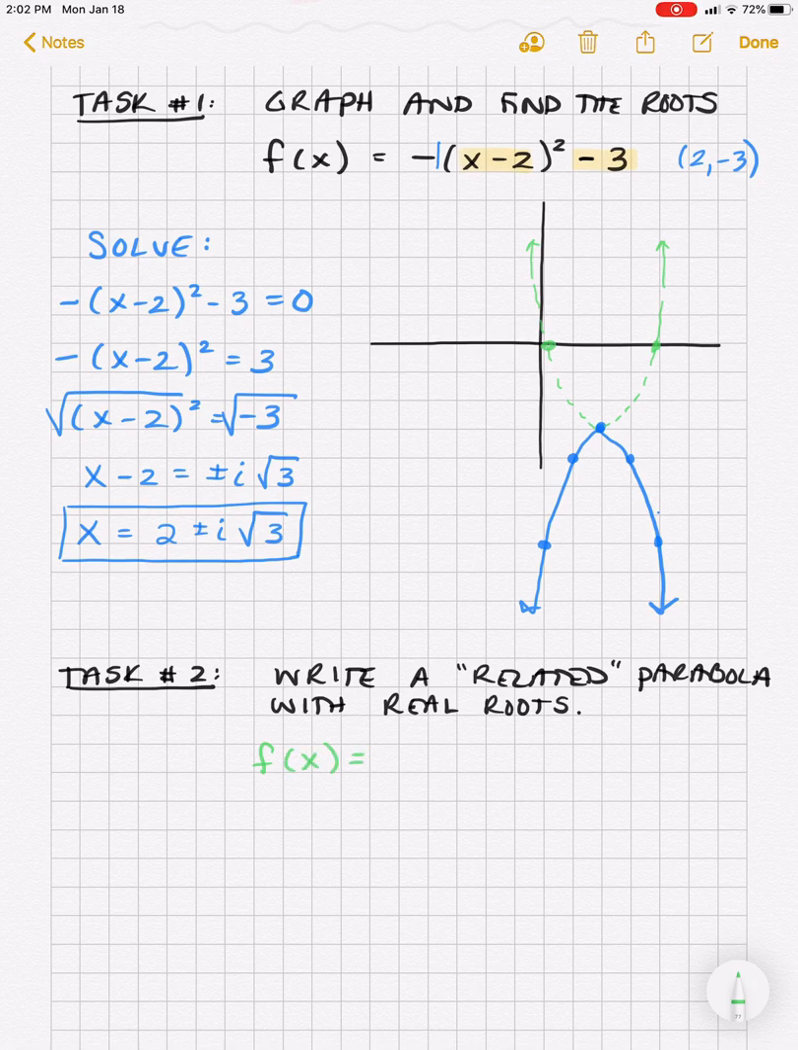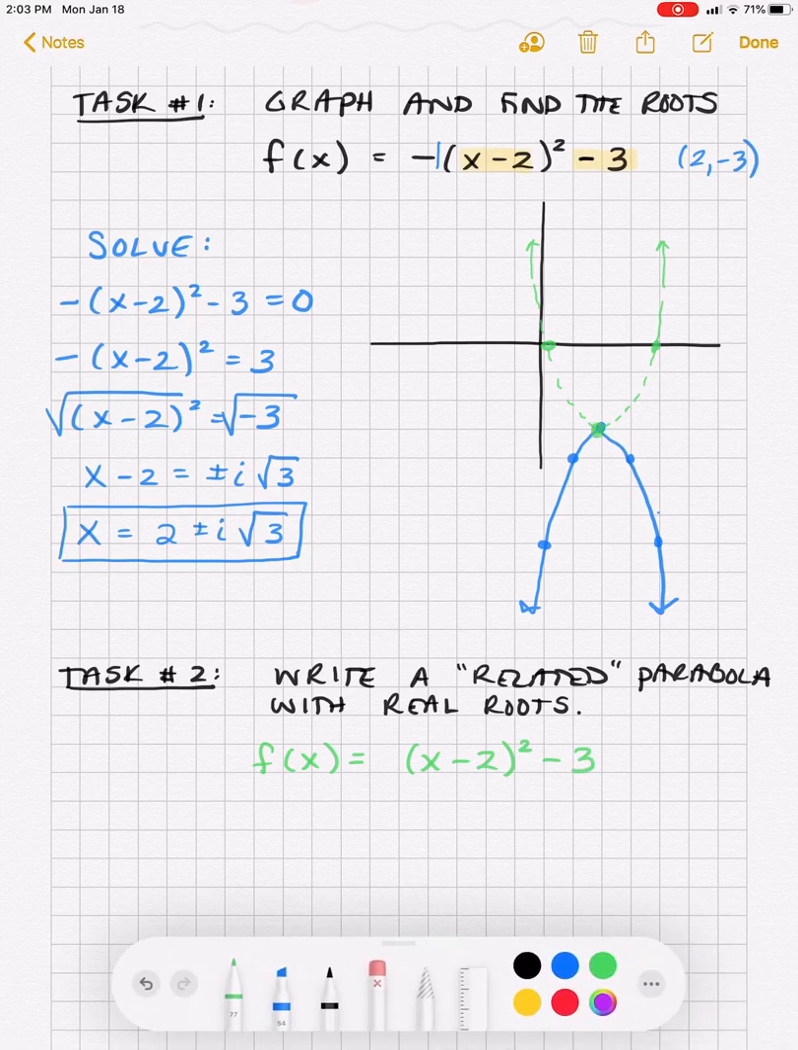f(x) = (x − 2)² − 3. So basically, we have the same vertex. I'm going to try graphing this green one a little more accurately, so I'm going to get rid of this. We've got the same vertex and the same vertical stretch. We're going to go over 1, up 1 each way, over 2, up 4 each way.